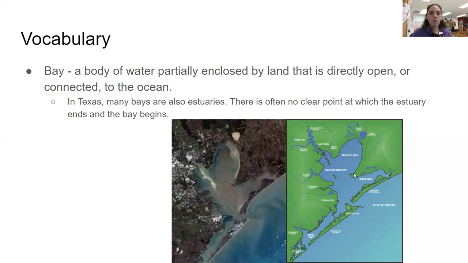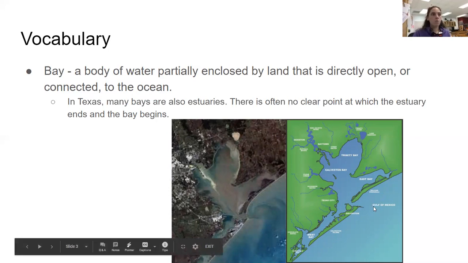So it has brackish water. It's in between salty and freshwater. And there really is no clear point at which we could say, well, this is the estuary and that's the bay. They're the same thing. In biology, life sciences, there are plenty of gray areas. And here is one. That it is open to the Gulf of Mexico, which then leads to the Atlantic Ocean.